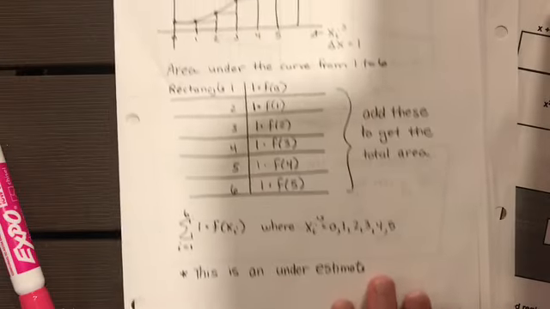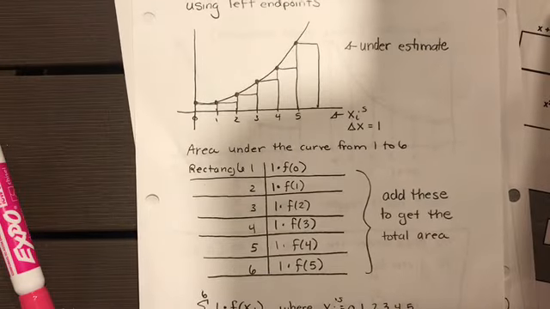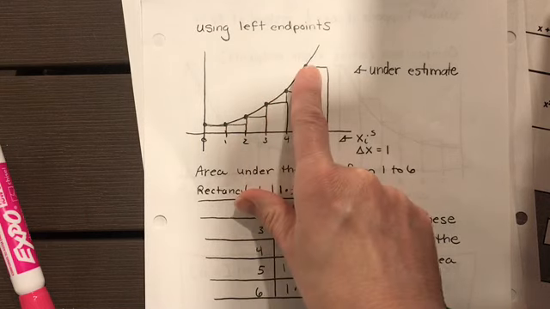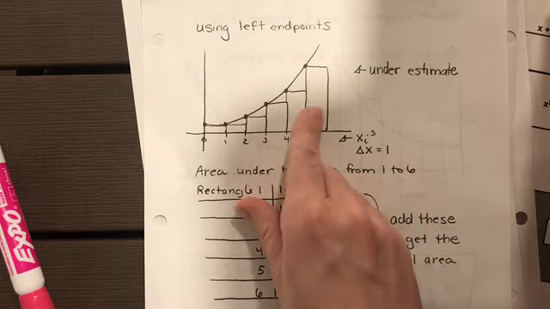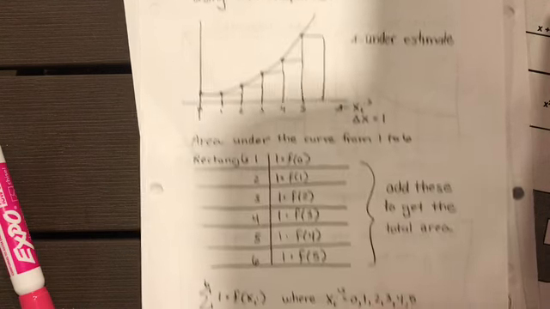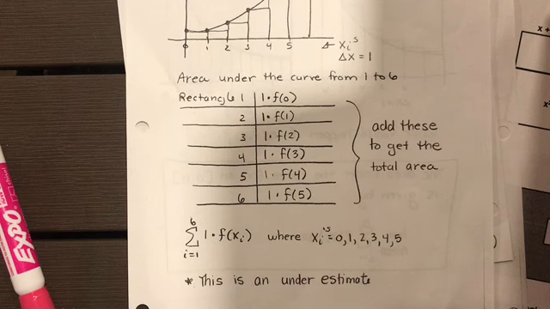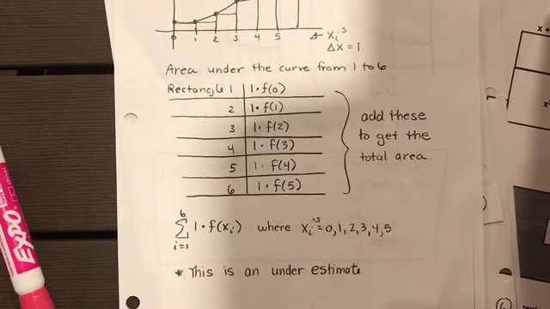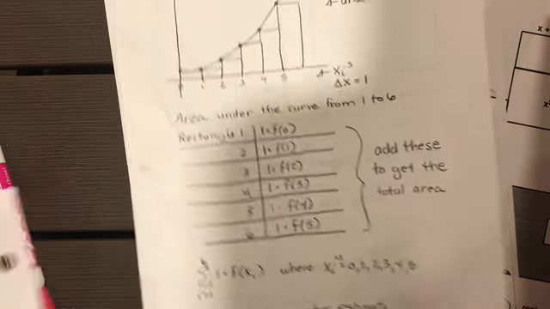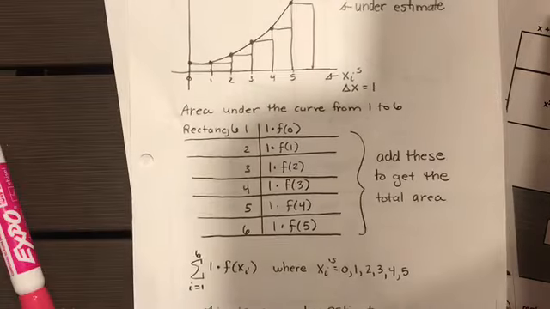Page 3 in your notes, this would be an example of a left endpoint. So the endpoints are on the left side of the rectangle, and you can clearly see this would end up being an underestimate because the rectangles are accumulating less area than the curve. So again, that's explained in the video that I posted, the one that I said just watch for 3 minutes.